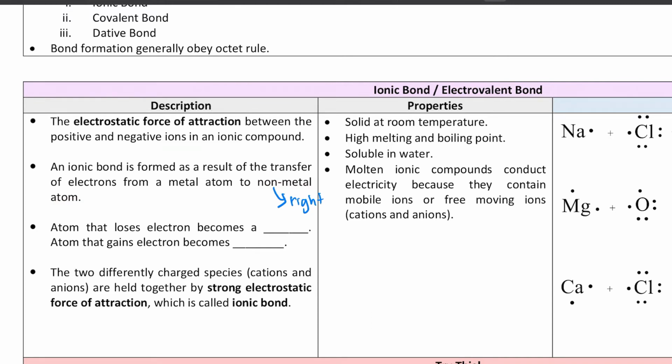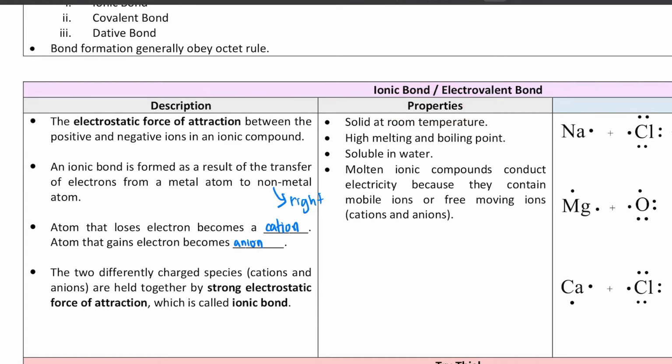Okay, terima electron. Atom that loses electron become a, okay, so ini kalau ada yang keliru lagi saya tak tahulah. Okay, so kalau kita kurang elektron ataupun hilang elektron ataupun donate elektron, that mean atom tu akan jadi cation, while atom that gain electron become anion. Okay, the two differently charged species, cation and anion, are held together by a strong electrostatic force of attraction which is called ionic bond. Okay, so basically dia cakap balik yang atas ni lah. Okay, so charge cation yang kita dapat yang anion tu, dia ada attraction antara satu sama lain, dan that attraction is called ionic bond.